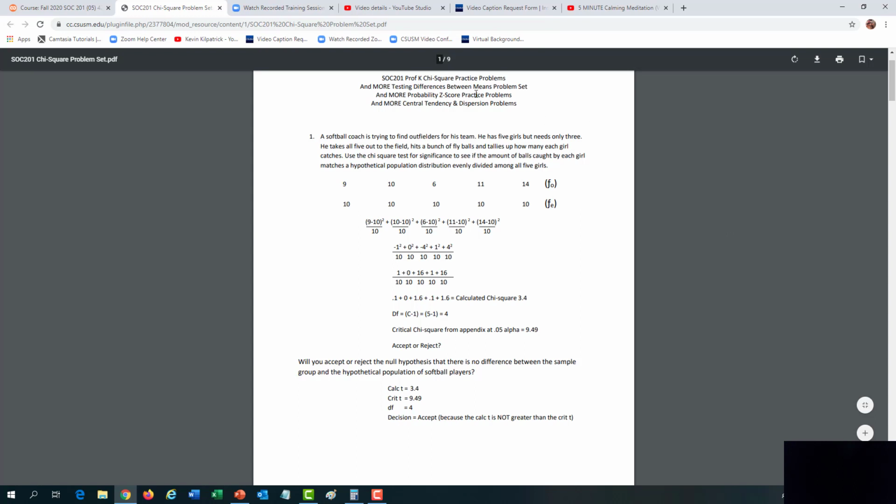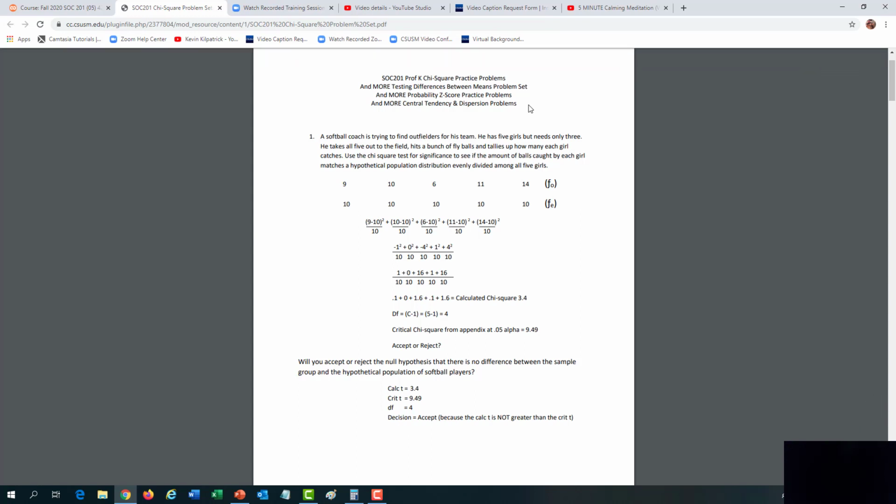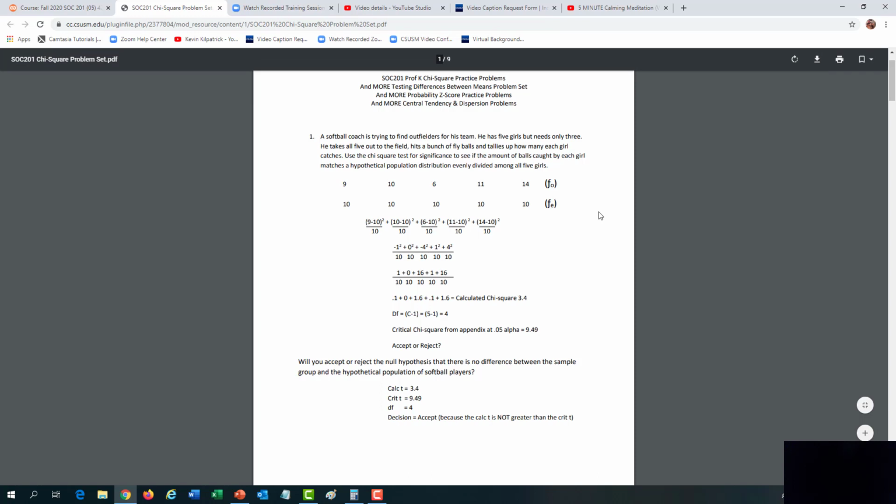Okay. Once again, I've been generous enough to give you not only chi-square problems, but more differences between mean problems and more probability problems and more central tendency and dispersion problems. You're only responsible for the chi-square problems for the assignment, but I'm giving you that other stuff in case you want to practice, so you'll be totally prepared for the midterm. Okay, let's look at problem number 1 here.